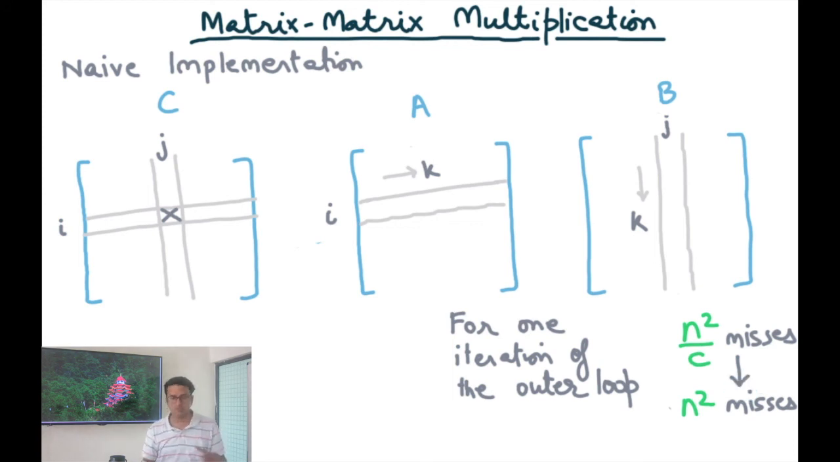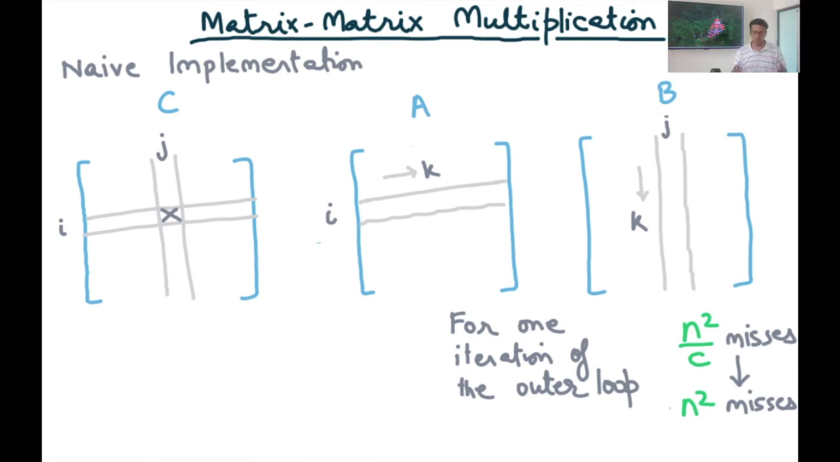And so the precise answer is that the number of misses will be somewhere between n square by C and n square. Best case is n square by C, worst case is n square, and typically we'll have some number which is in the middle of these two values. So that's for one iteration of the outer loop. What about for n iterations of the outer loop, which means the entire loop nest?